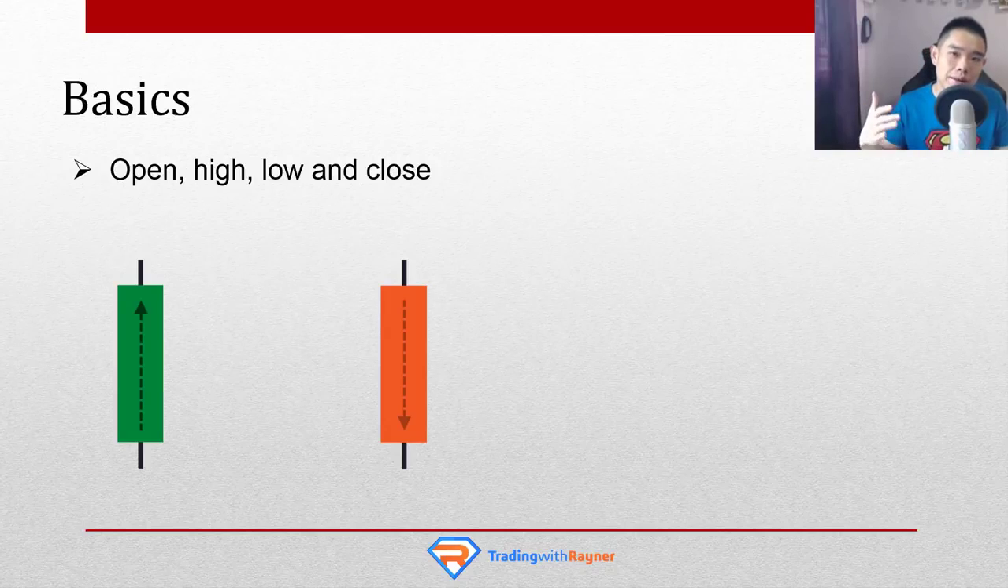What a green candle means is that the price has closed higher for the time period. The opening price is always at the bottom for a green candle. This is the opening price. This is the closing price, where the price has closed within the time period.